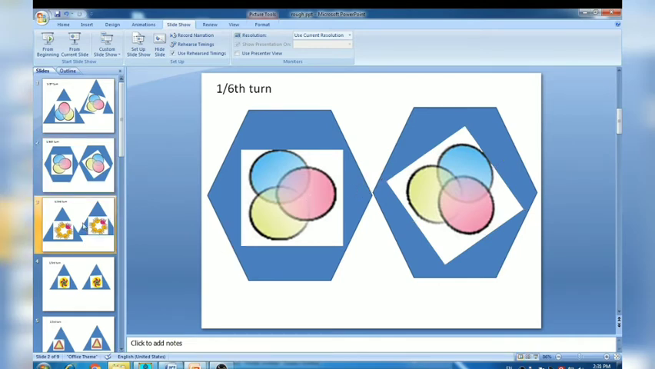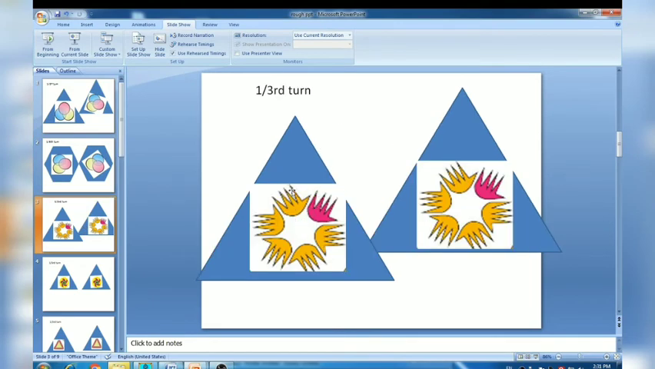No, it changes. Now for the 1/3 turn, look carefully. I am going to make the 1/3 turn.